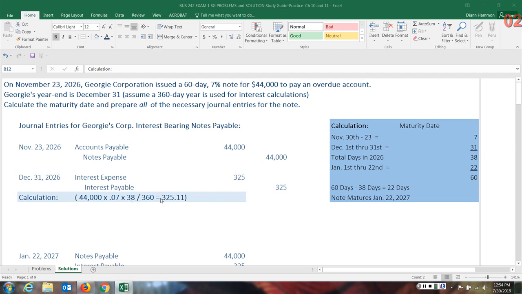The full calculation needs to be put into your calculator. 44,000 times 0.07 times 38, divide the whole thing by 360, you get $325.11. I just rounded to $325. This is the amount of interest expense that will be accrued for the year, and interest payable will be recorded with a credit to interest payable. Now let's go down to payment of the note.